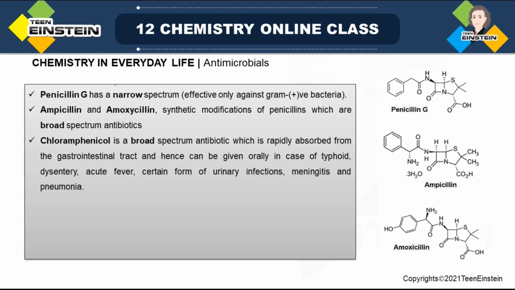Penicillin G has a narrow spectrum. It is effective only against gram-positive bacteria, and this is the structure of penicillin G. In penicillin G, if you see this part, there is a 4-member ring with a carbonyl group and nitrogen, and with this 4-member ring there is a 5-member ring having a sulfur atom.